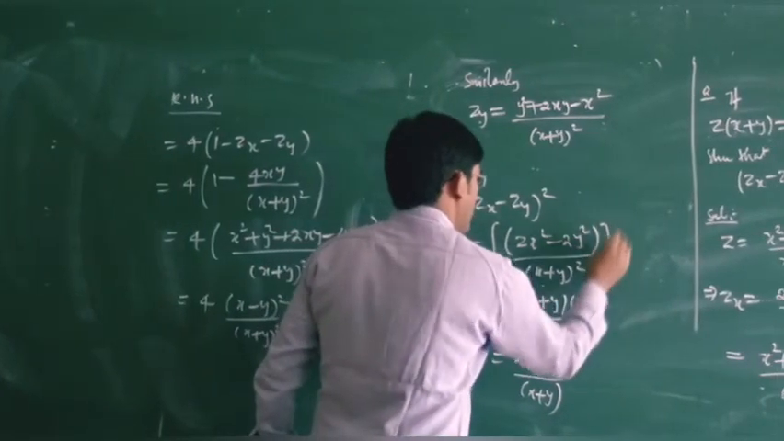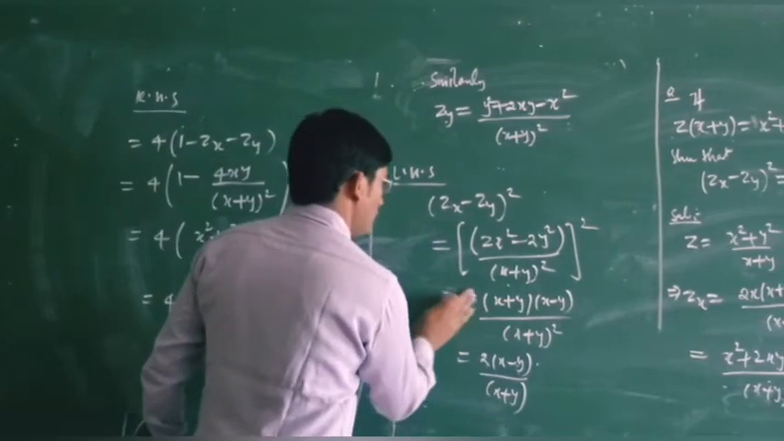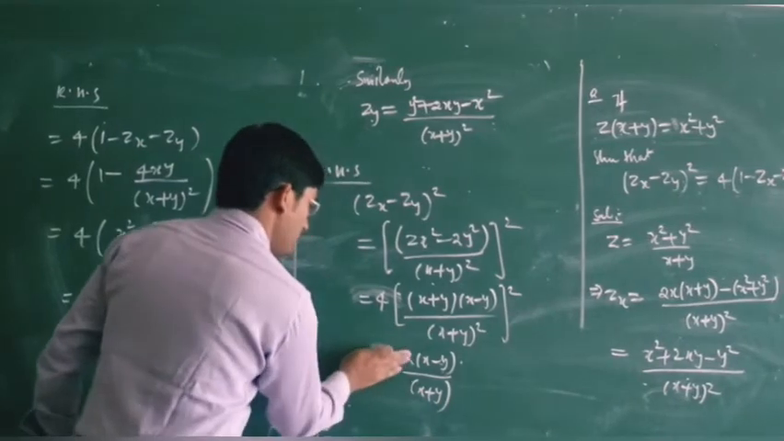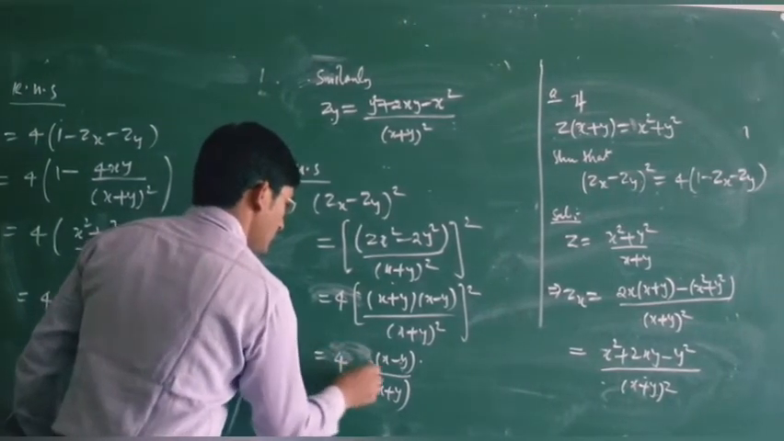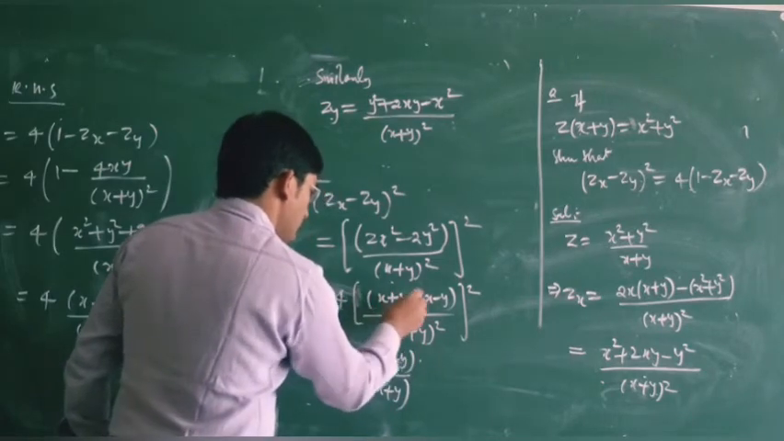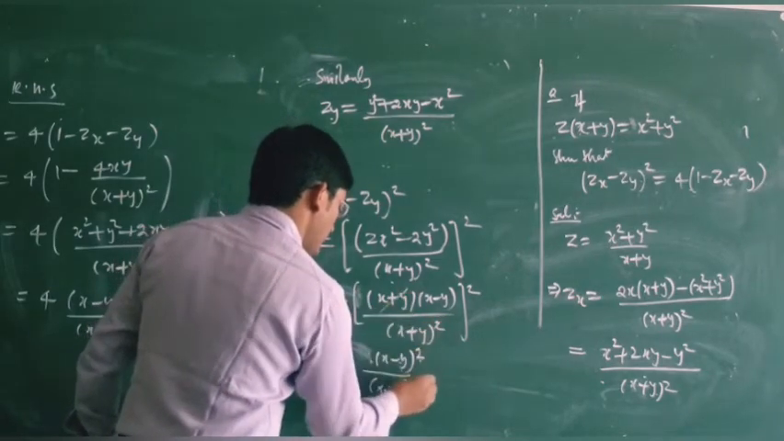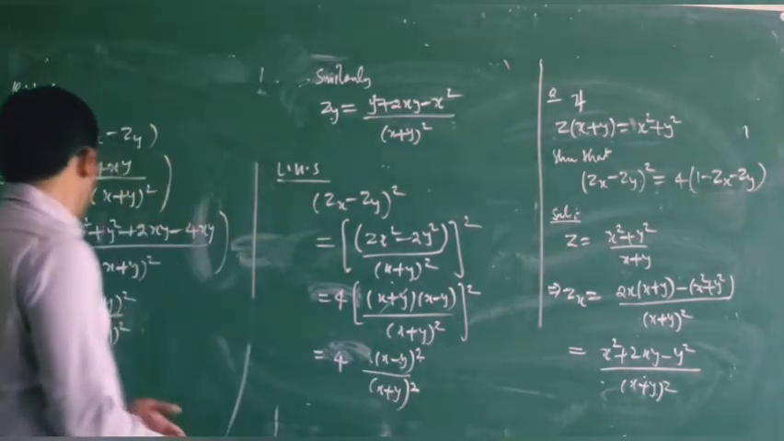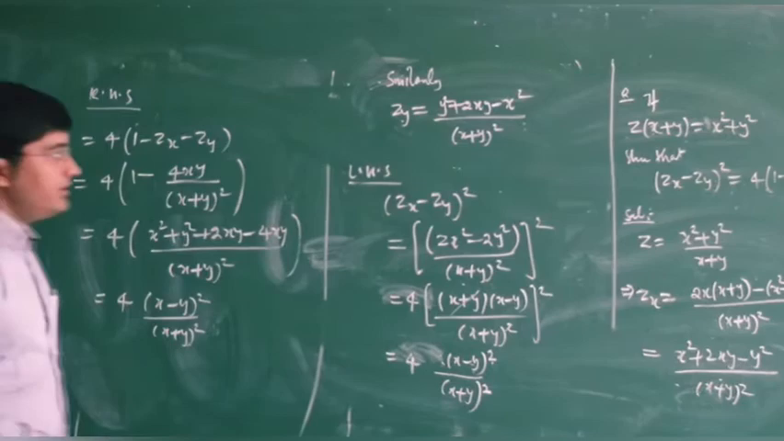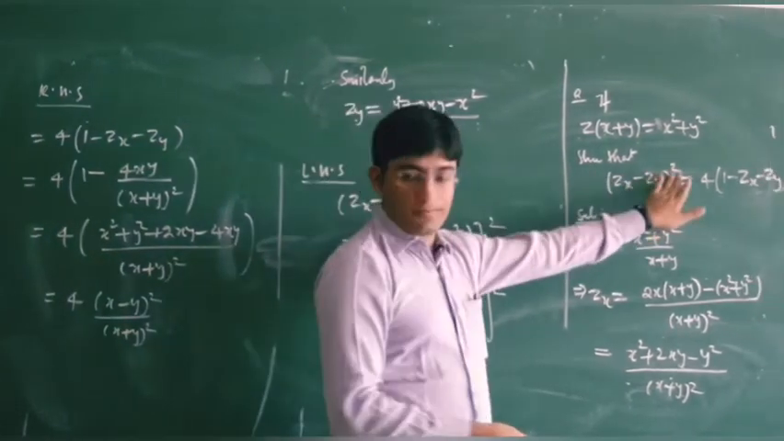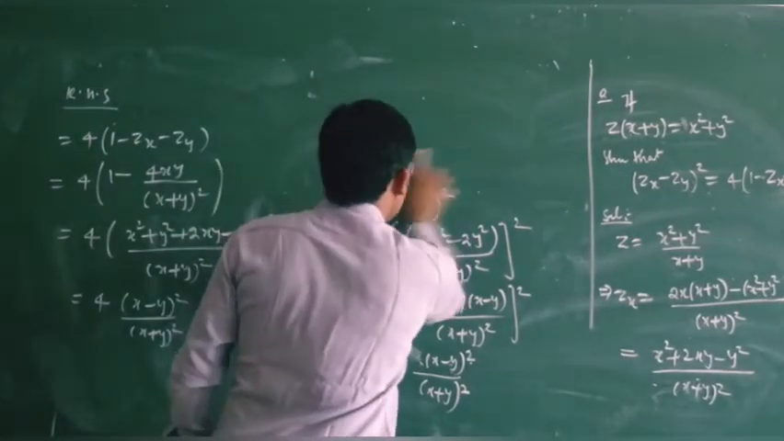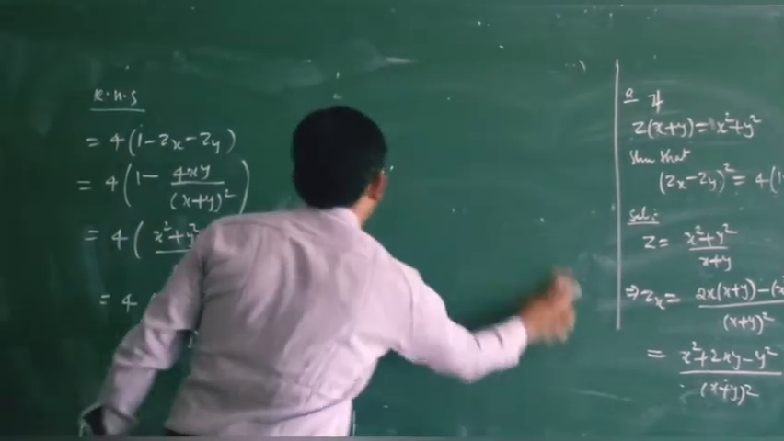So we will have this one as 4 times this whole square, and that means 4 times the whole square of this thing. Now the x plus y is cancelled, so we will have (x minus y) whole square upon 4 times (x plus y) whole square. So you can see that your left hand side is same as your right hand side, hence we have the result. Now let us move towards the next topic, which is your homogeneous functions.